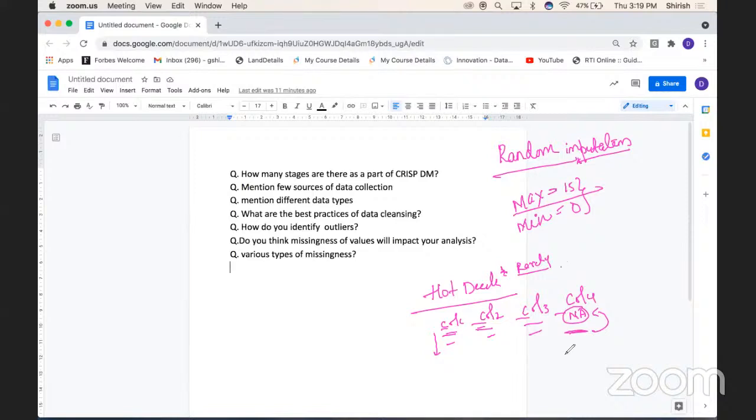So it will check for all the values relatively matching. One is not missing. It would take a call on that particular value. Okay, so this is your hot deck. Now what is this KNN?